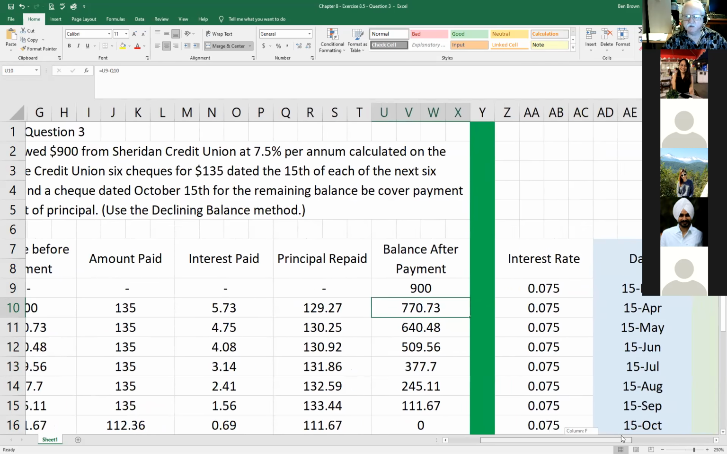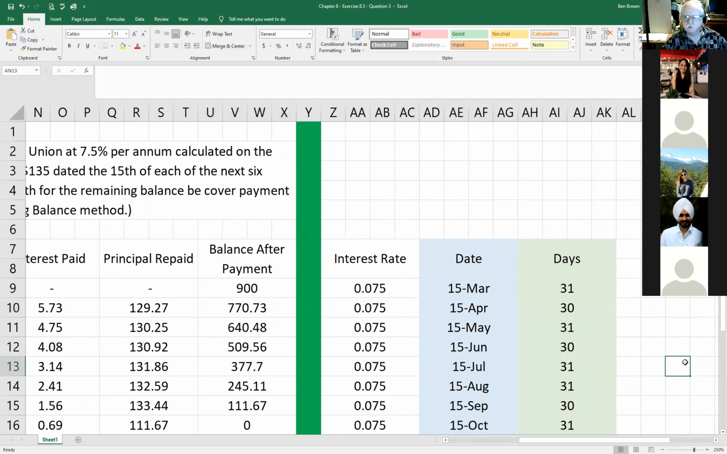I created a couple other columns here. For one thing, it's easier to keep track of the interest rate in a separate column. And the dates, and notice when you're using Excel, there's a command here called EDATE, and you probably can't read it, but I'll type it up here.